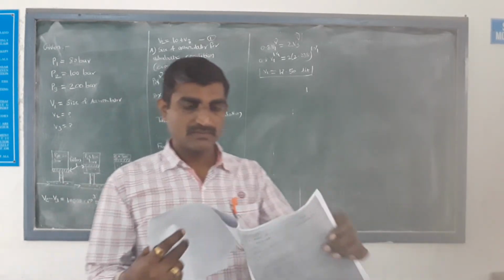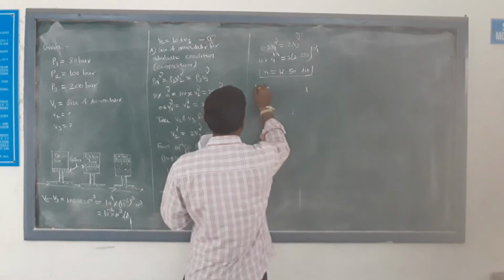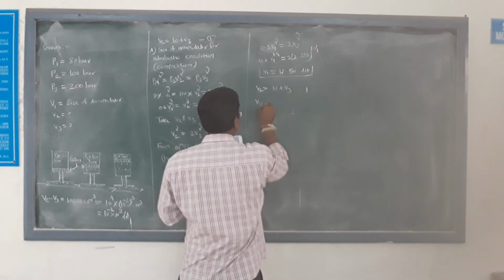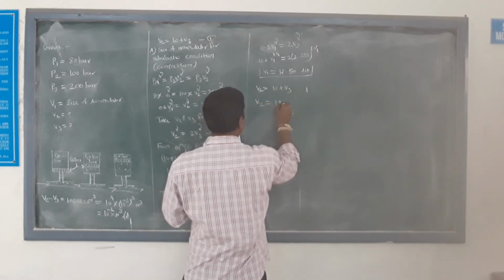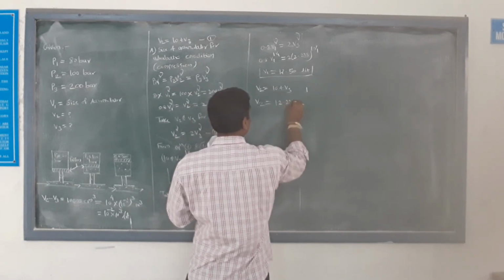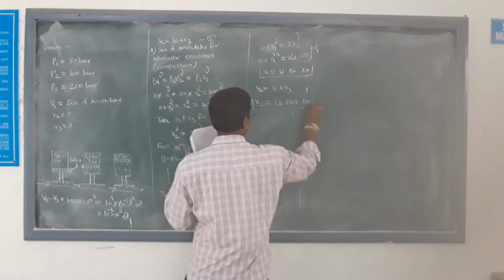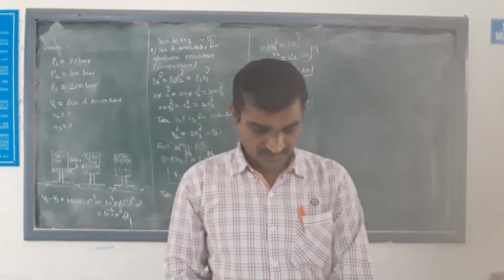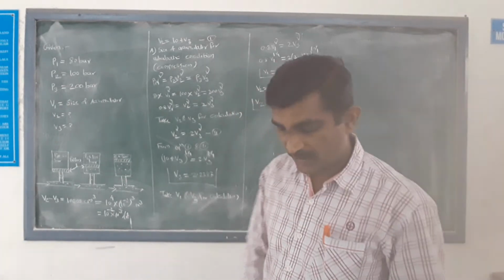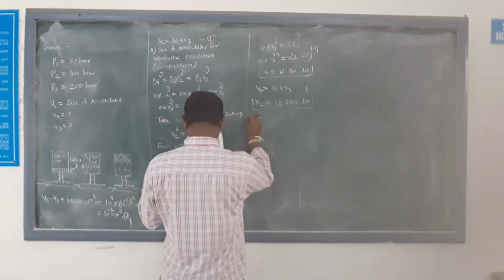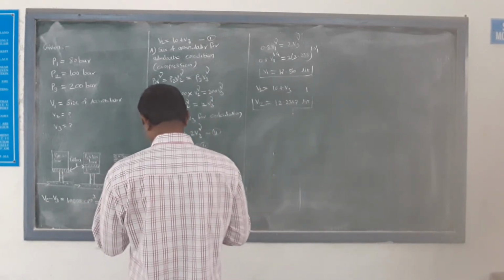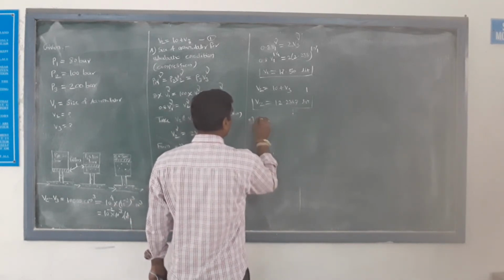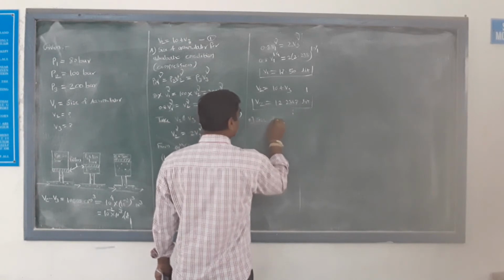This is V1. Now find out V2. V2 equal to, we know from equation 1, 10 plus V3. So V2 equal to 12.2387 liter. So we have V1, V2 and V3, which means the size of the accumulator.